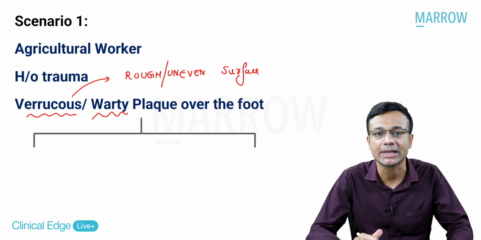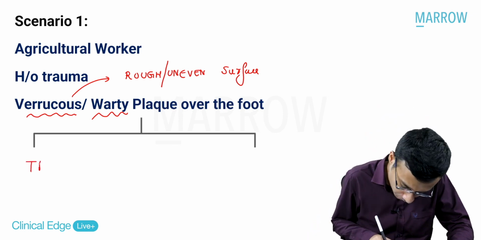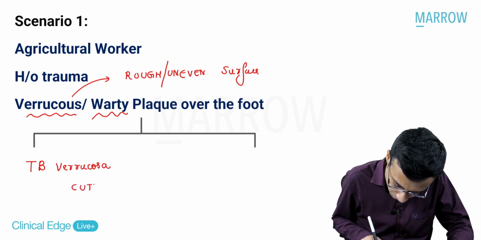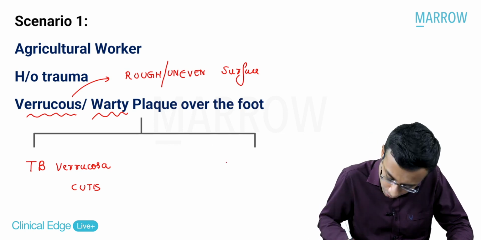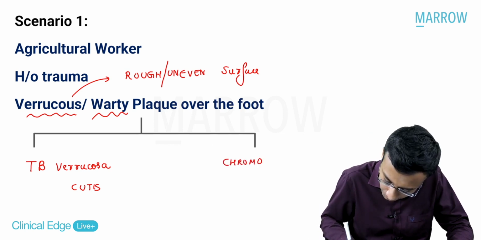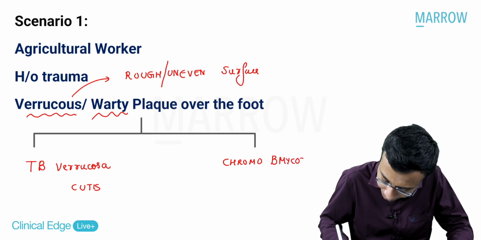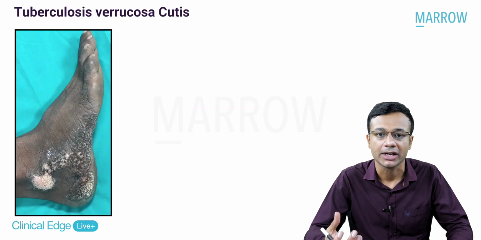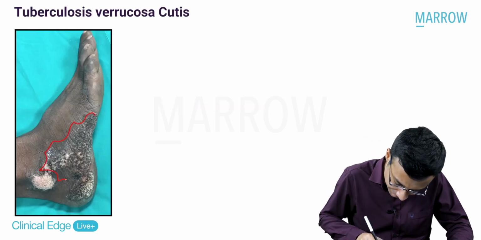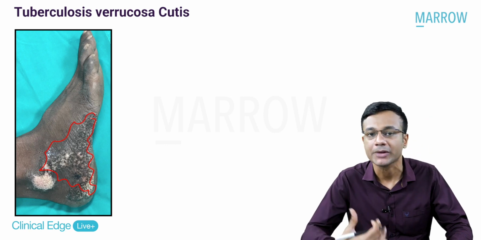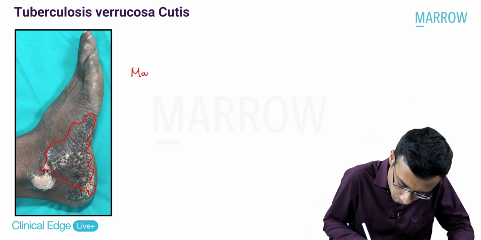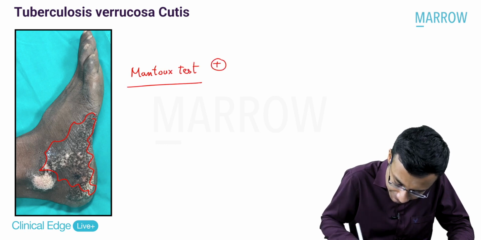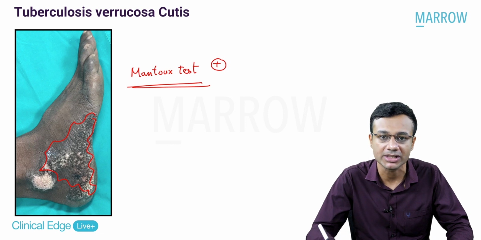Two important differential diagnoses to consider. Number one, tuberculosis verrucosa cutis. Number two, chromoblastomycosis. So these are the two important differential diagnoses, TBVC and chromoblastomycosis. Now, this is how a TBVC presents. You can see this warty plaque which is there on the foot. How to distinguish? Get a Mantoux test done. So this is a Mantoux test. Positivity is going to be noted in tuberculosis verrucosa cutis.